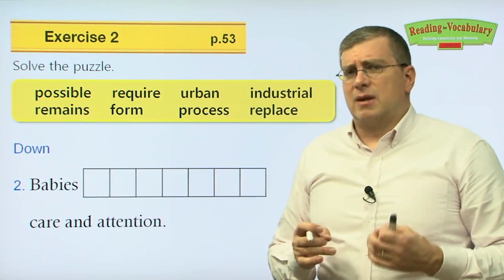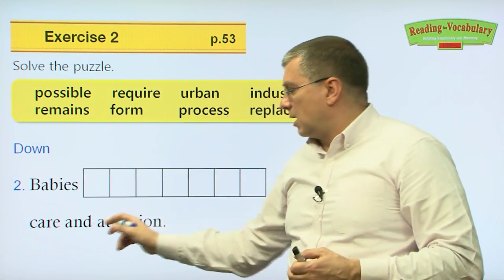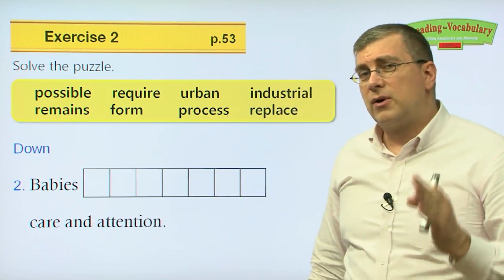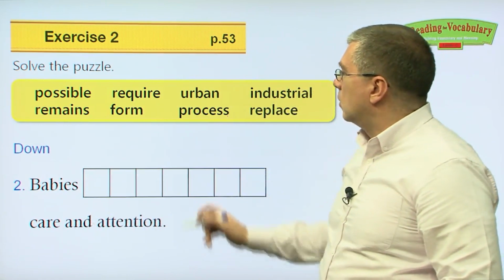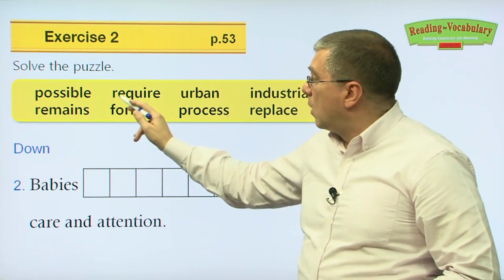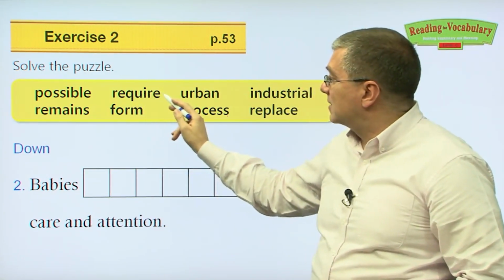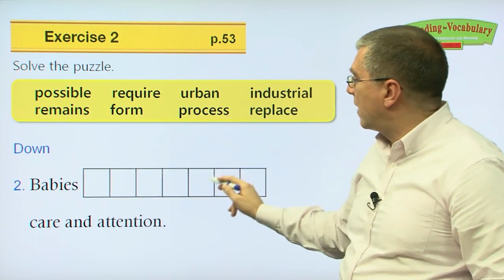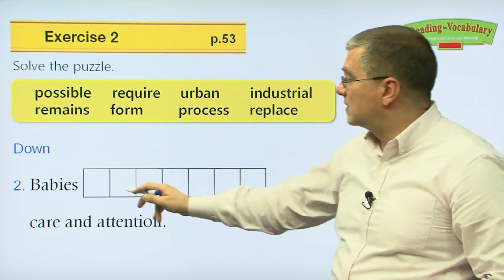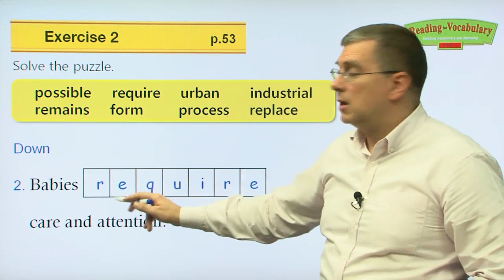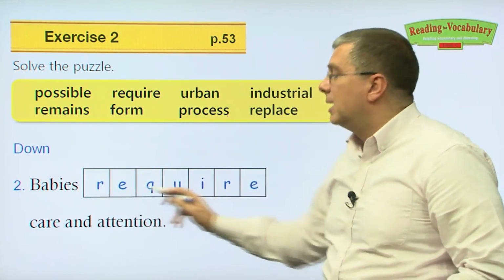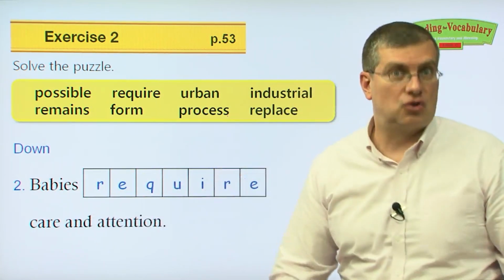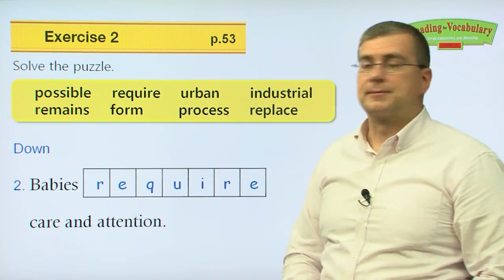Babies need something, right? Babies need care and attention. What's another word for need that we talked about? Would it be require? 1, 2, 3, 4, 5, 6, 7. 1, 2, 3, 4, 5, 6, 7. That fits and it makes sense. Babies require care and attention. That's true. So that's the correct answer.